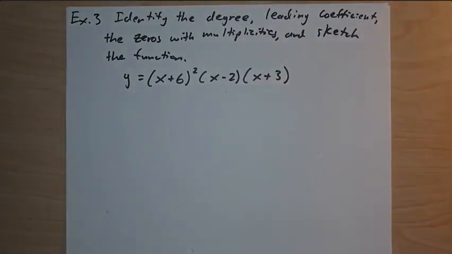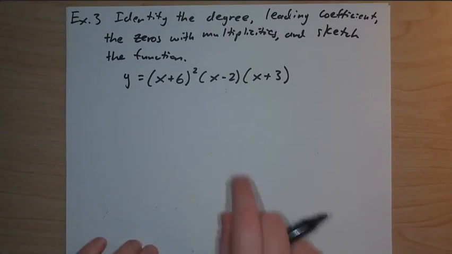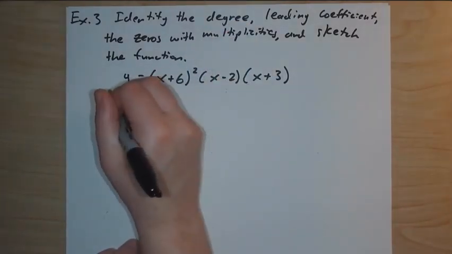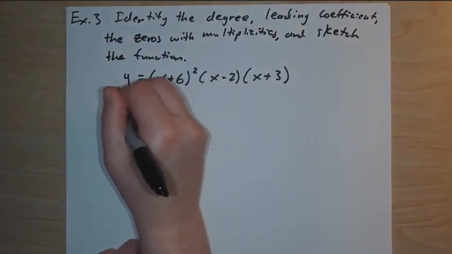Lab 26, example 3. We want to identify the degree, the leading coefficient, the zeros with multiplicities, and sketch the function. We have the function y is equal to (x plus 6) squared times (x minus 2) times (x plus 3). So we're going to identify the degree. That's going to be represented by n.